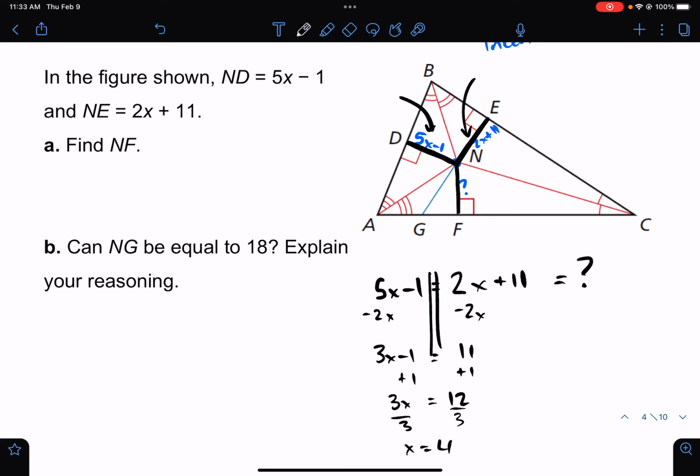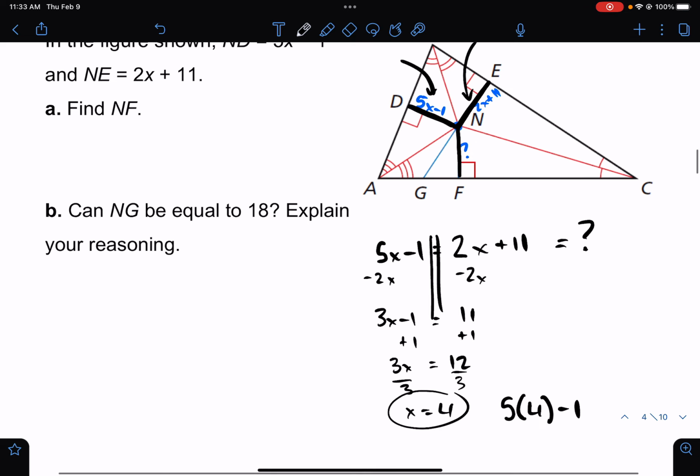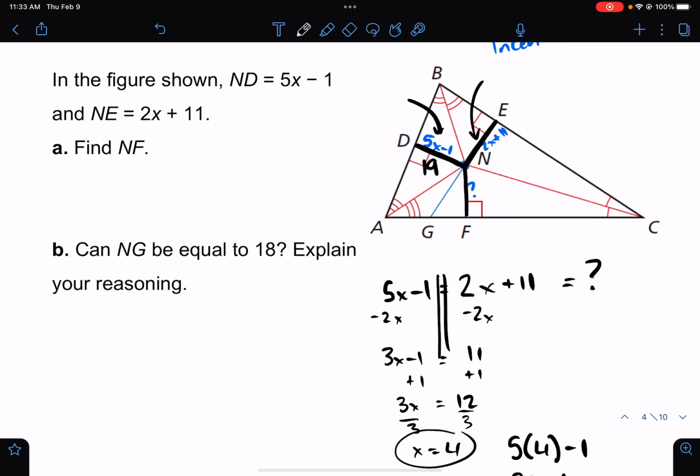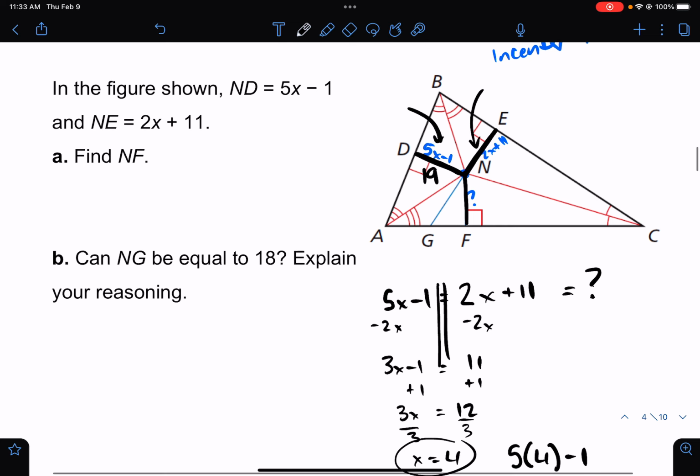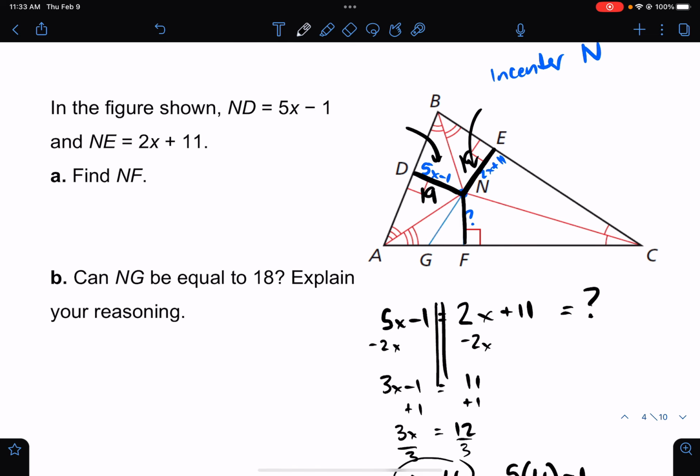So if x is 4, then 5x minus 1 is 5 times 4 minus 1, which is 20 minus 1, which is 19. So this length is 19. And because this was the incenter, this length is also 19, and this length is also 19. So now I know NF. NF is 19.